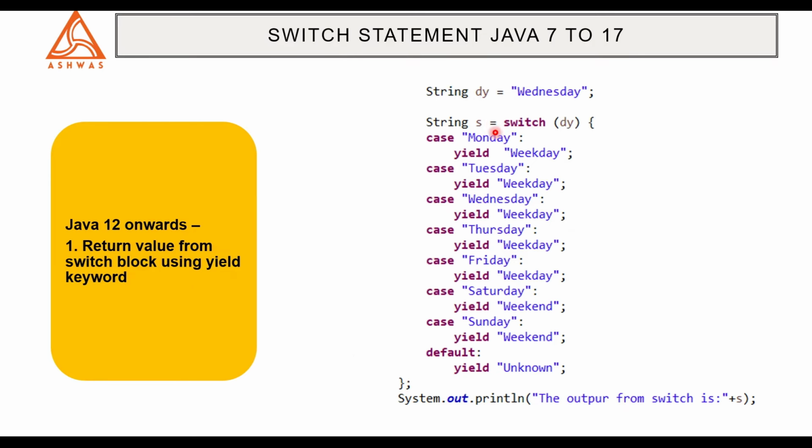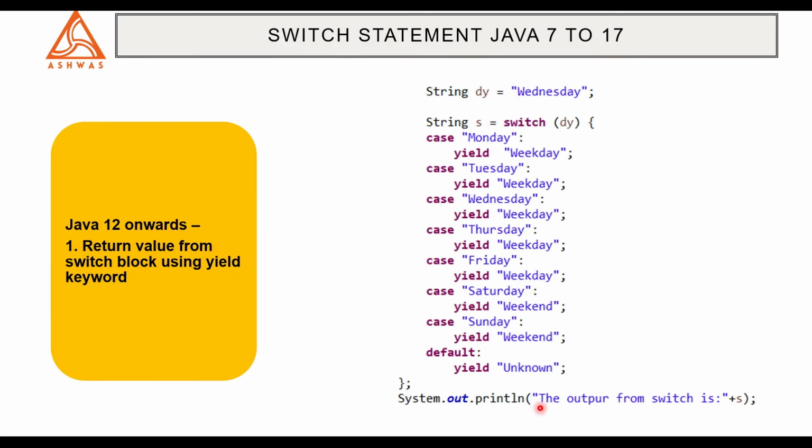And whatever value it returns, I'm going to print it outside the switch. So I pass Wednesday to switch. I compare it with all the possible alternatives. I find a match here. So I return the value. Now I do not use the statement return, the keyword return.